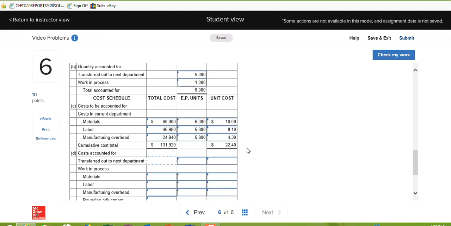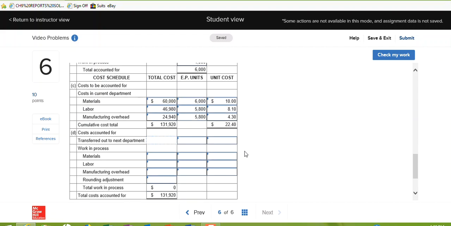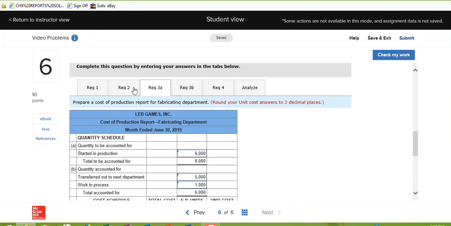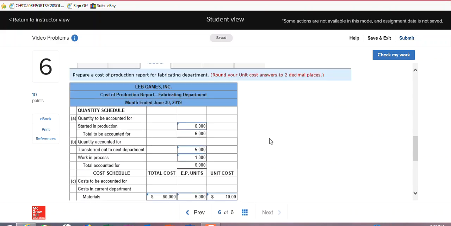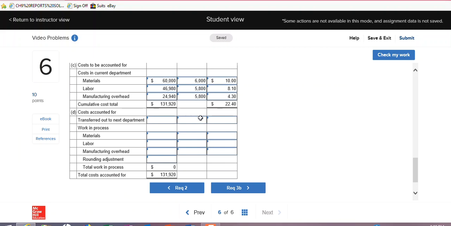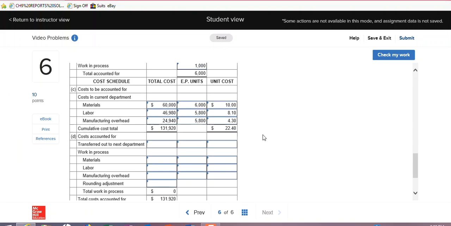So then we've got this next section down here that says cost accounted for. And we've got a category that says transferred out to next department. So again, I'm going to look over here. Our units transferred out to the other department were 5,000 units. So I just like to start in the middle. It's just the way I do it, because it makes sense to me that way, but you can think of another way to do it.